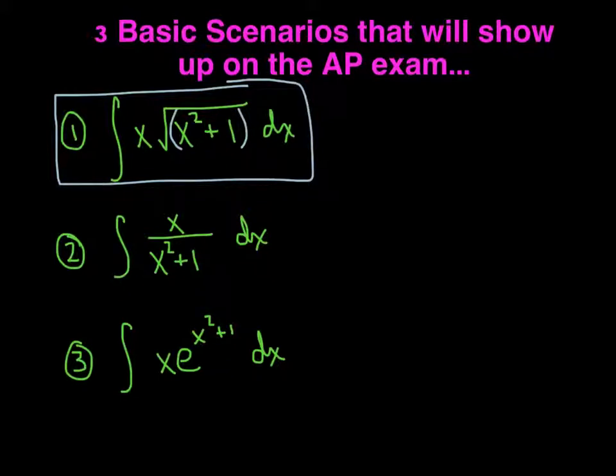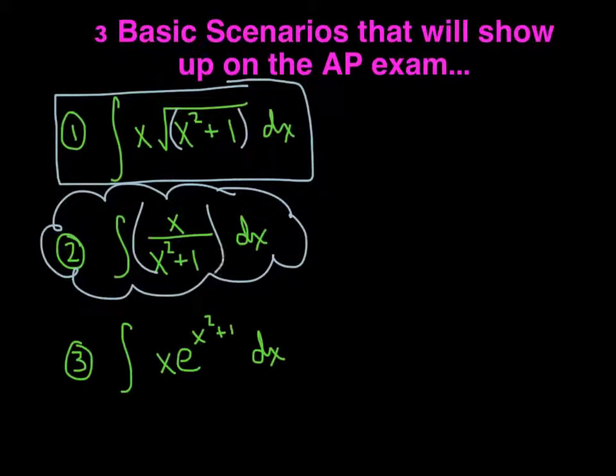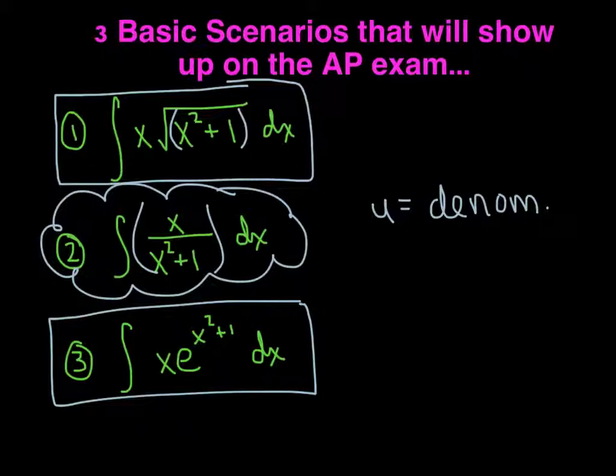So number 2, this is the one we're going to tackle tonight, and this is where we say if you see a fraction, there's probably a 99% chance that you're going to want to let U equal the denominator, and so that's our golden rule in this video series. And then in the third video, we'll talk about letting U equal the exponent.